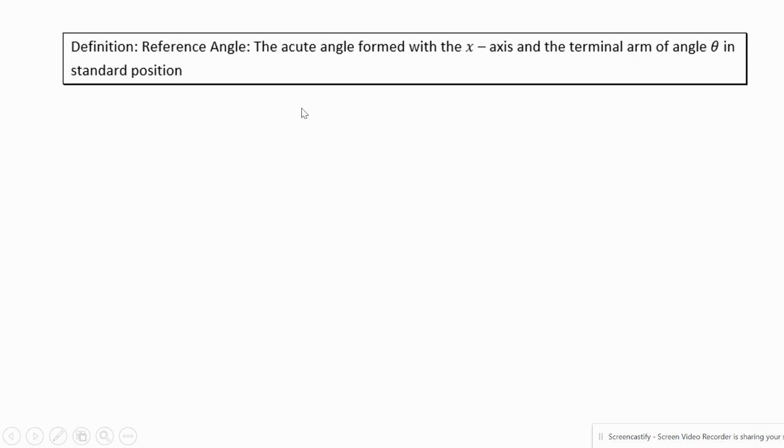Okay, so we talked about reference angle in the previous slide. A reference angle is the acute angle formed where the x-axis is the terminal arm of angle theta in standard position. I'm just going to make another example over here.